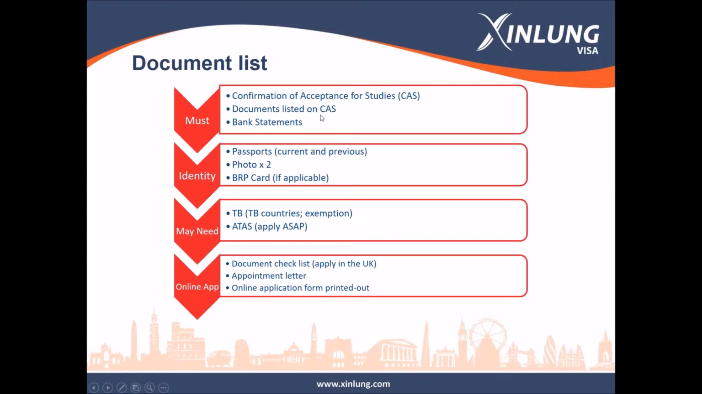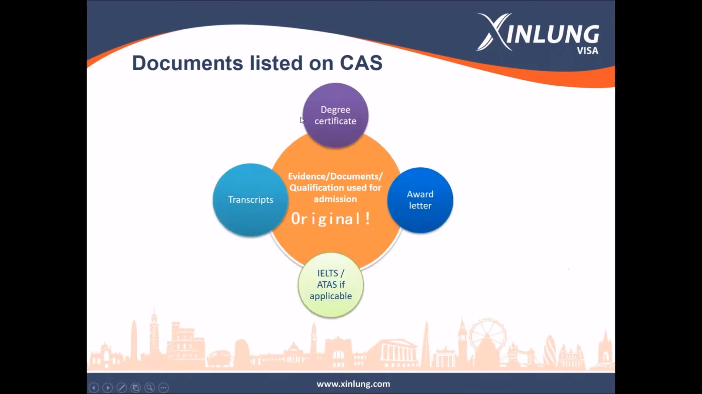So we have seen the CAS, and then let's move on to have a look at what other documents we need to prepare before our visa application. And we talk about all the documents that are listed on the CAS needing to be original documents. It can be your degree certificate, it can be transcripts, it can be an award letter. If the university listed your IELTS, it can be the IELTS test report.